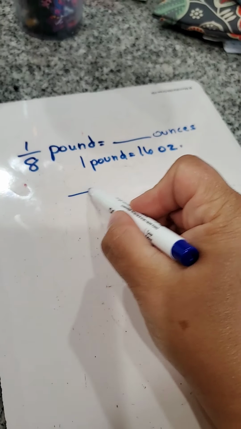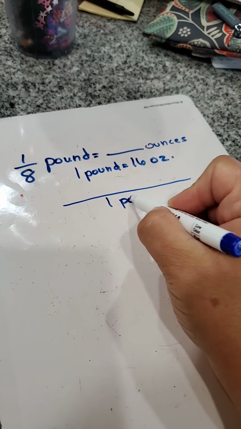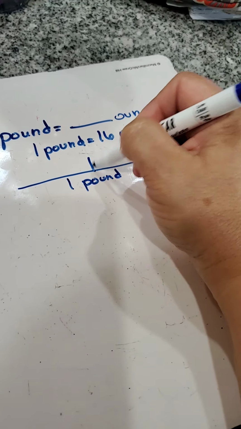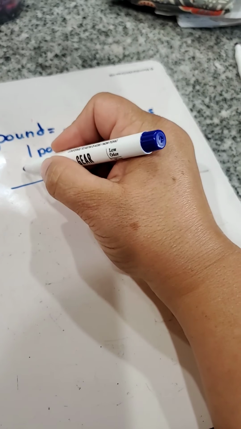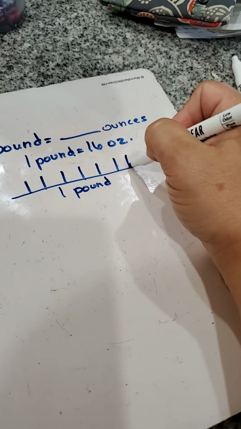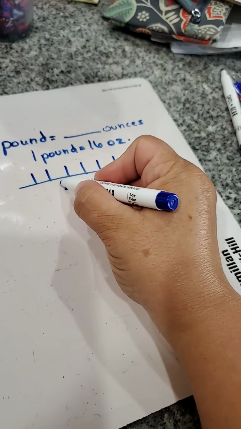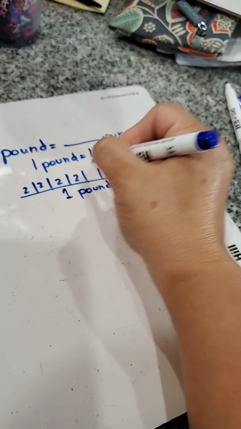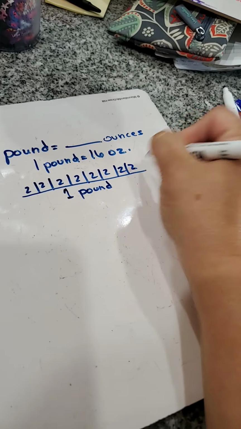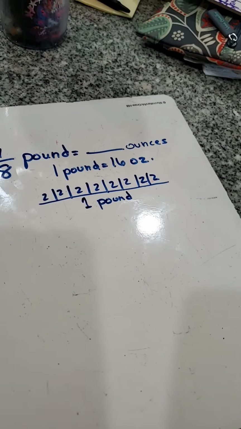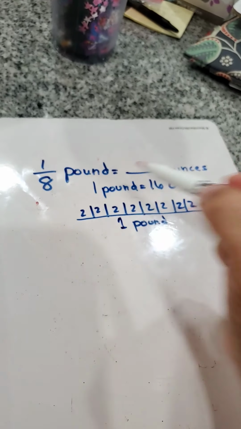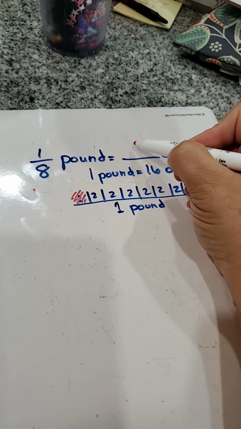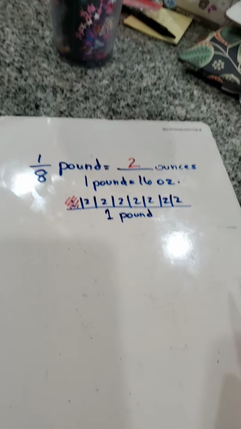So if we take our pound, 1 pound, and we divide it into 8 equivalent sections, we know 16 divided by 8 is 2, so 2, 4, 6, 8, 10, 12, 14, 16. And we only wanted 1/8 pound, so we're only going to need this one. So that was 1 section, which is 2, and 1/8 of a pound is 2 ounces.